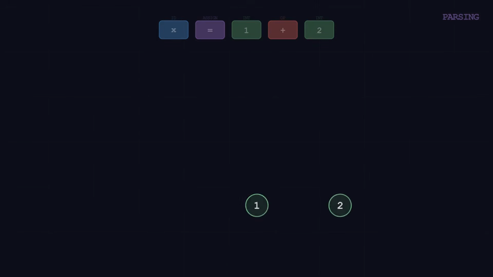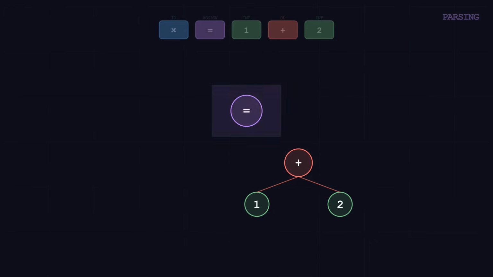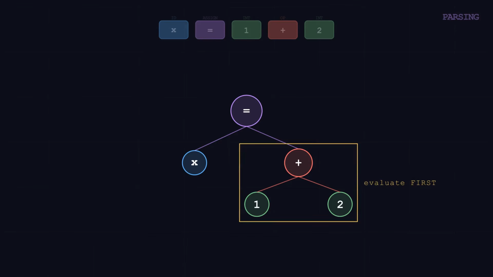Watch. The parser sees identifier x, assignment, integer 1, operator plus, integer 2. And it builds this. At the top, an assignment node. Its left child is x, the target. Its right child isn't just 2, it's an addition node. And that node has 2 children, 1 and 2. The tree captures exactly how the expression is structured. 1 plus 2 is grouped together because addition has to happen first. Then the result flows up to the assignment. The tree is the meaning of your code.